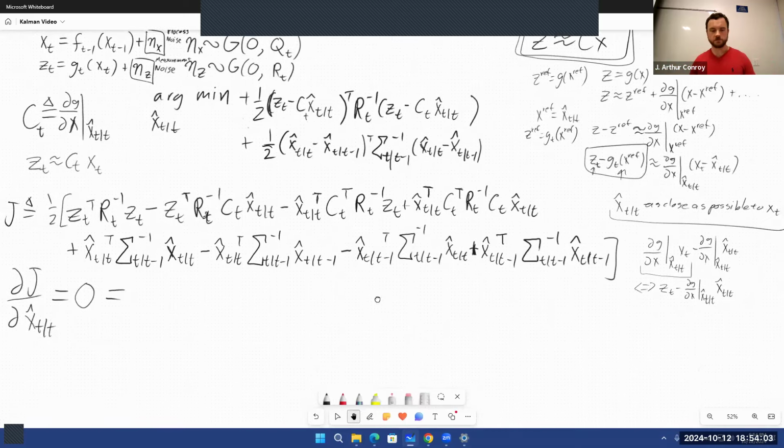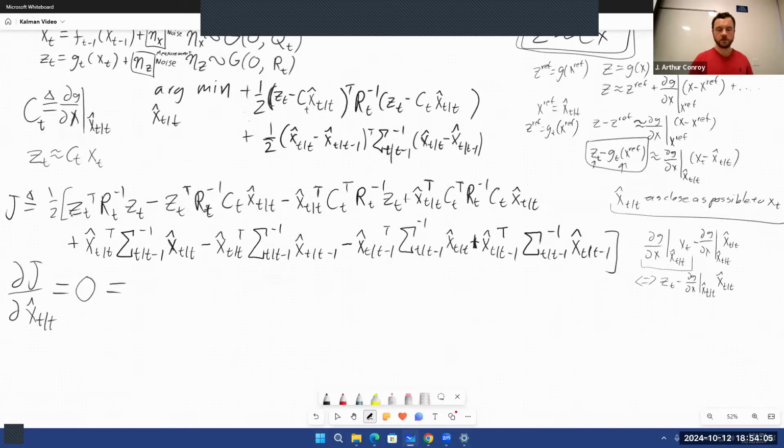Cool. So now we're just taking derivatives. These terms don't have any estimates in them, so they go away. We'll pull out the 1/2. And we'll have negative z t transpose R t inverse C t. Cool. Then we'll have another one of those, z t.